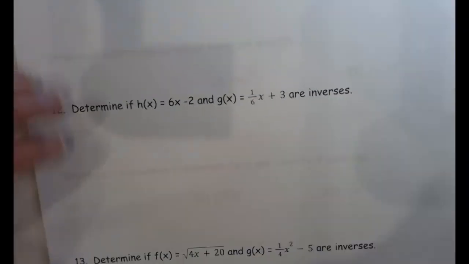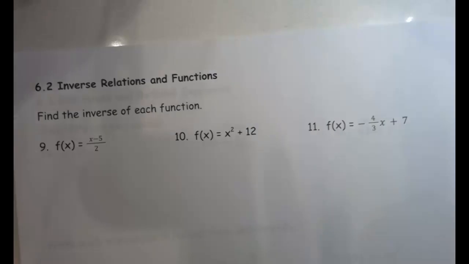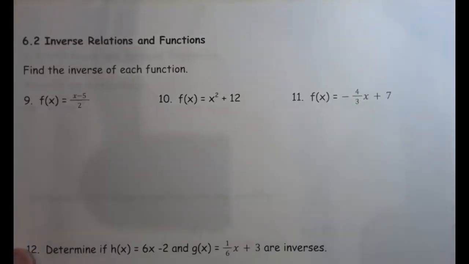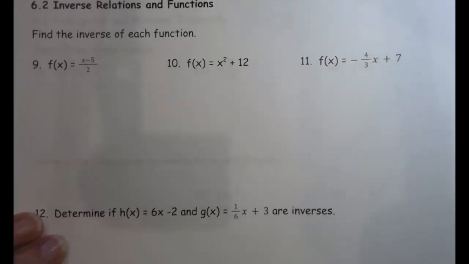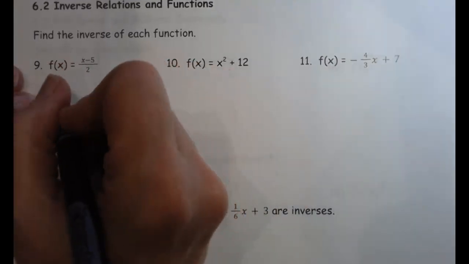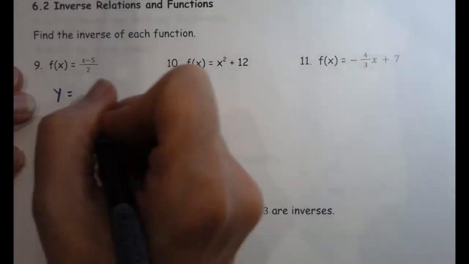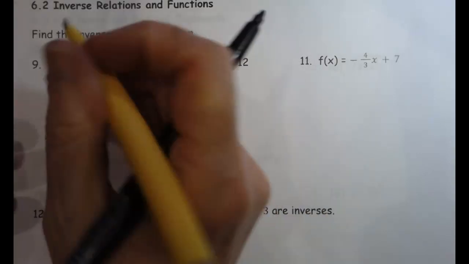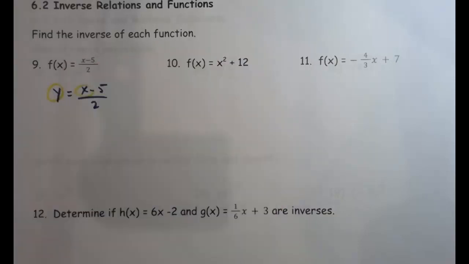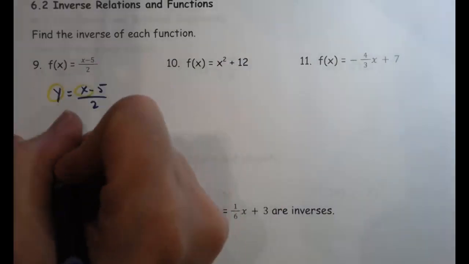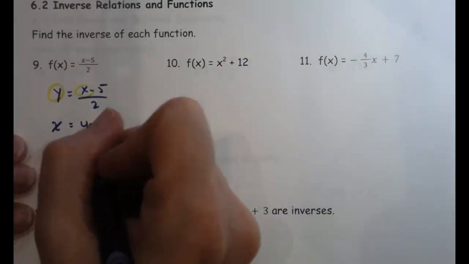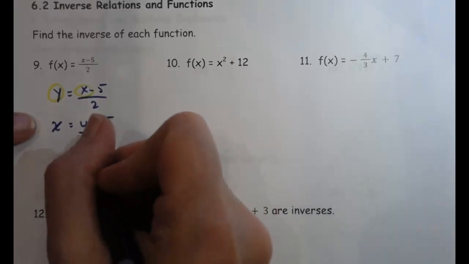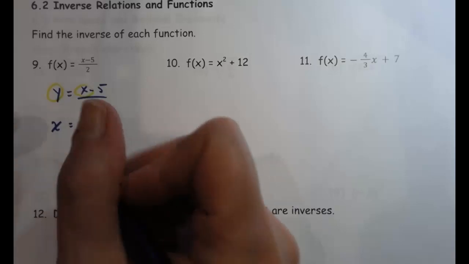So that is function operations. Next we had finding inverses. If you look back in your notes that we took in class, we found there were 4 steps in finding the inverse. The first step is to replace f of x with y. The next step is to transpose the x and the y, just flip the x and the y. X equals y minus 5 over 2. And then our last step is to solve for y.